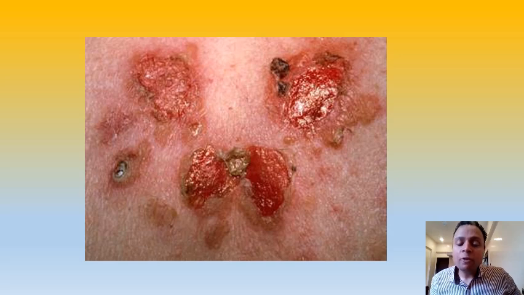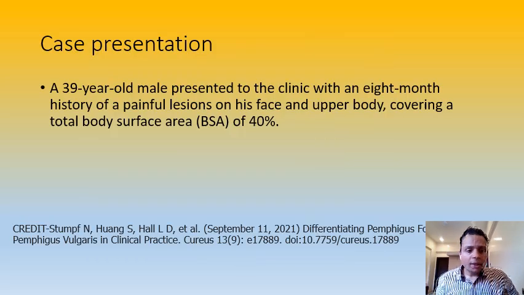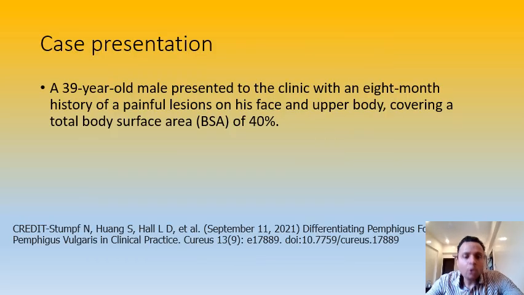So there are fluid filled lesions, there will be fragile blisters, like here fragile bullae, the blisters are there, which will rupture immediately or after some time, leaving behind erosion, which are very painful, and subsequently there is crusting. Okay, this is a very classical history you will get in pemphigus patient. So now we are starting the case presentation. This is a 39-year-old male presented to the clinic with 8-month history of painful lesions on his face and upper body.